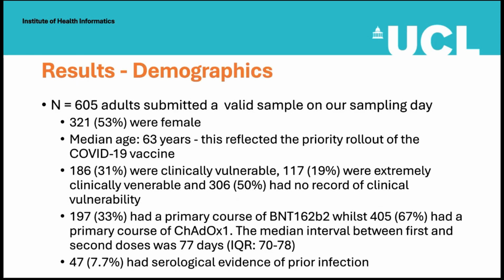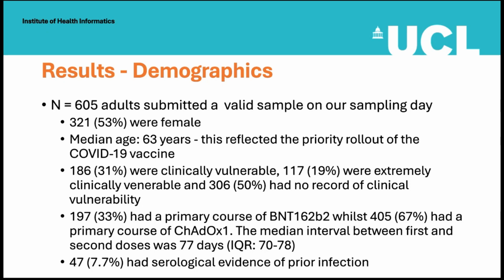So just to give a little bit of an overview of the final participants within the study, 605 adults submitted a valid sample on the day. So you might ask, 605 doesn't seem very many. And that is because we took samples on a specific date, which was the 24 hours from the 14th to the 15th of June, 2021. And this is because, as we know, people's exposure and antibody levels and the vaccine program change quite rapidly over time. So it was important to take a snapshot.